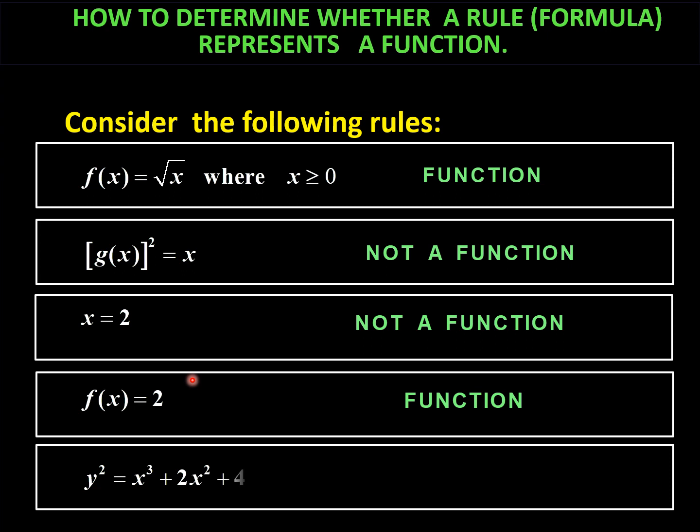Let's look at the last one. y squared equal to x cubed plus 2x squared. If I put in an input value, let's say I make x a 1. If I calculate that, I get 3. So y squared is equal to 3. So what will y be? That's correct, plus or minus. Therefore, that will not represent a function.